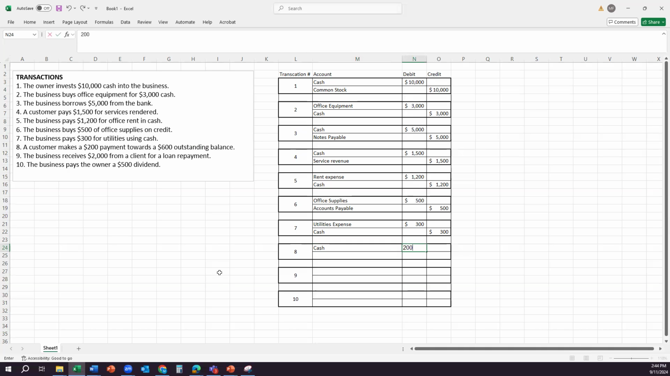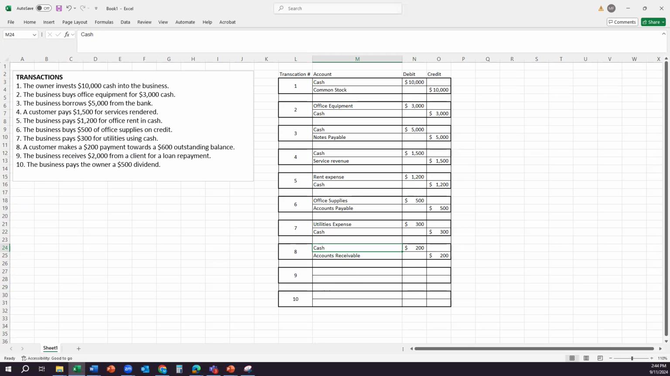And if they had an outstanding balance, that means they owed us. We didn't earn more money. Instead, we're collecting some of the money they owe us. So we will credit accounts receivable, which is an asset. And so our asset accounts receivable, or money owed to us, is going down, and our asset cash is going up.